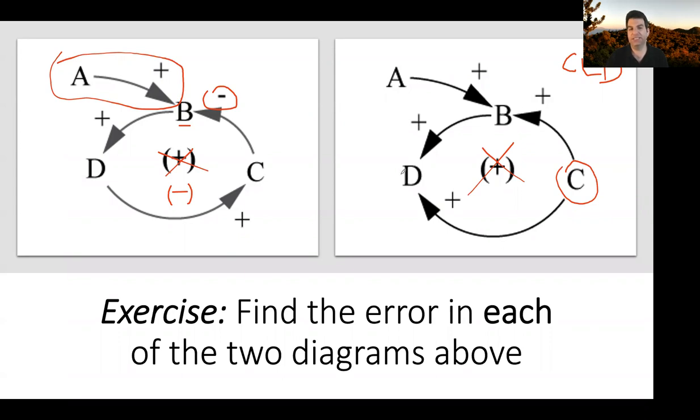So if I start with C, I get stuck at D. I can't move against the arrow. If I start at B, I get stuck at D. If I start at A, I get stuck at D. So you just keep getting stuck at D. There's no path back, and so there's no loops. There's no feedback. Okay. Any other questions about that?